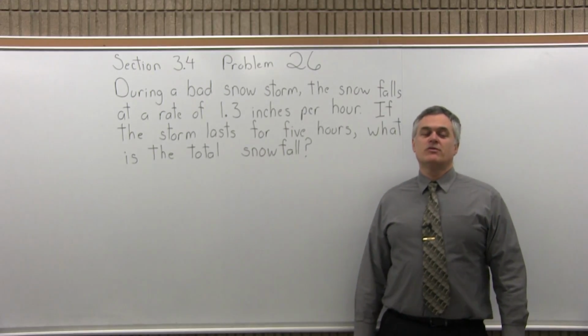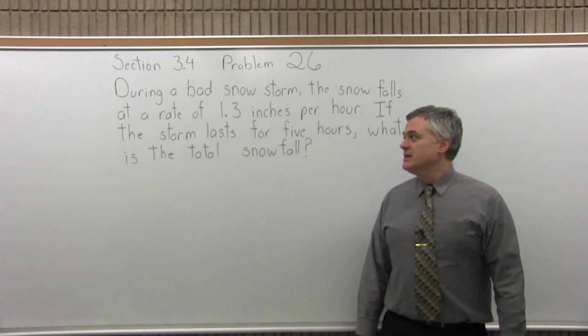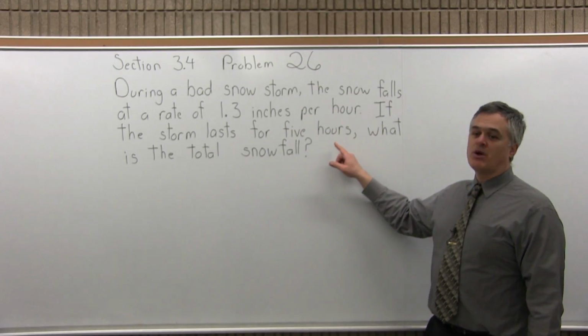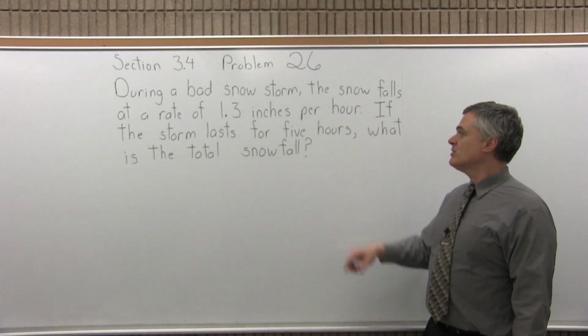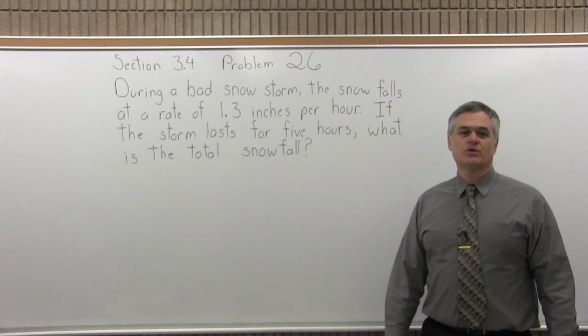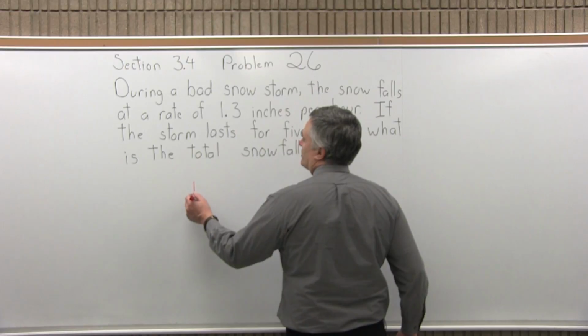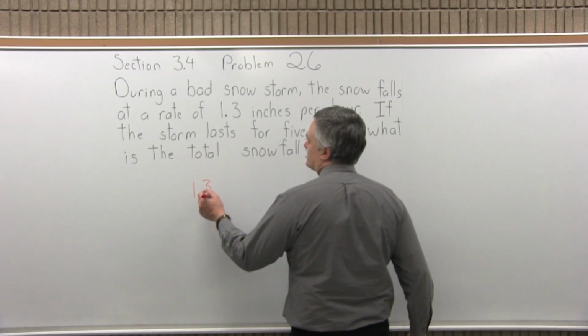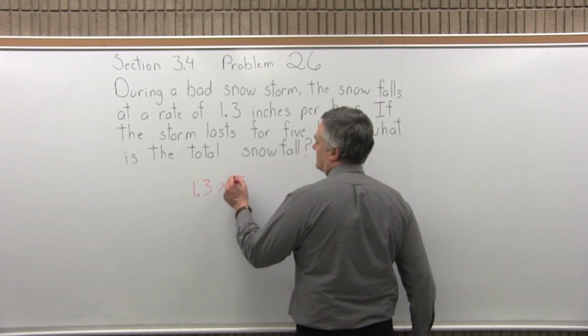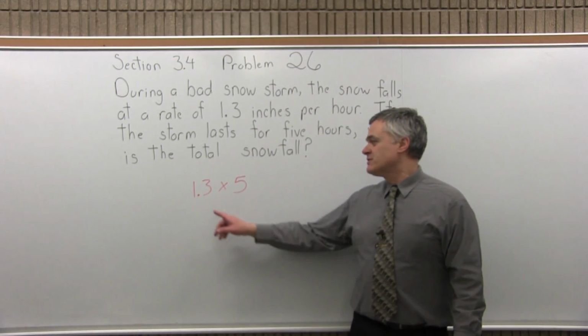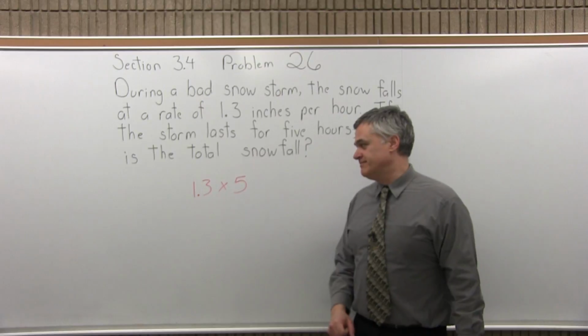This is Section 3.4, Problem 26. It says, during a bad snowstorm, the snow falls at a rate of 1.3 inches per hour. If the storm lasts for 5 hours, what is the total snowfall? So what we want to do is multiply the rate of the snowfall, 1.3 inches per hour, times the number of hours that the storm lasts, so times 5 hours. You're getting 1.3 inches of snow every hour for 5 hours.